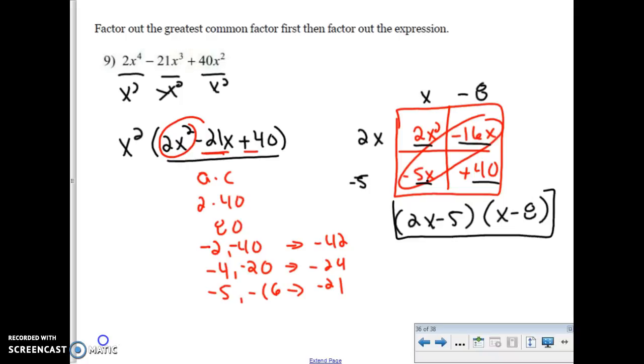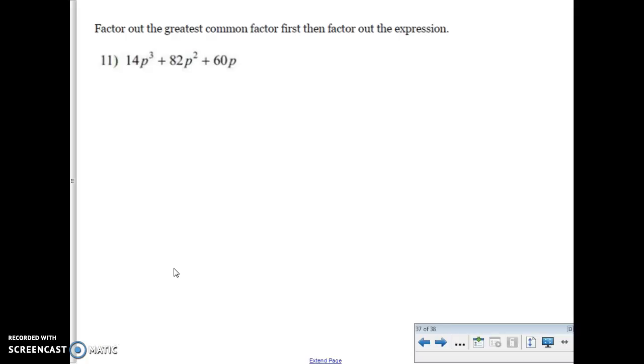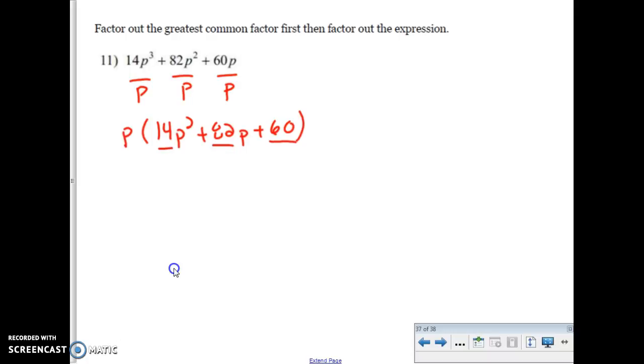Okay, let's do one more example here. So let's look at this one right here. We have 14p to the third plus 82p squared plus 60p. First thing I notice when I look at this is that they all have a variable. So p is the smallest number of variables that we have, so I'm going to take out a p. So right now I have p times 14p squared plus 82p plus 60. Now I'm thinking to myself, is there any number that goes into 14, 82, and 60? And I think 2 is the greatest common thing that goes into all of them. So what happens is I end up with 2p, because I took out a 2 and put it in front of the parentheses. I end up with 7p squared plus 41p plus 30.